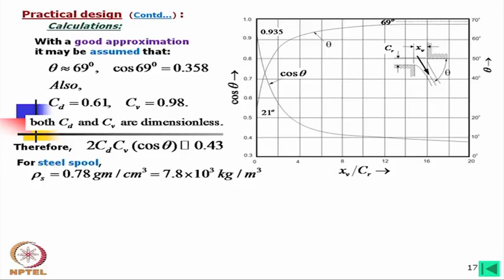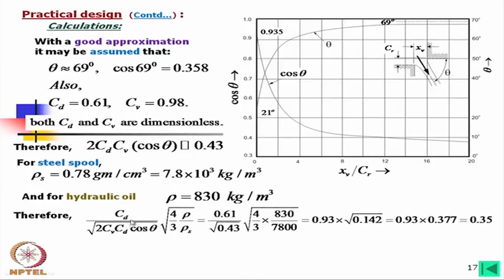Rho of steel is 7.8 grams per centimeter cube, which is 7.8 into 10 to the power 3 kg per meter cube. This value is correct, this is something wrong. So, in SI units we consider this value. And for hydraulic oil, I told you that from 850 to 830 we can consider. In this case we have considered 830 kg, and therefore, if you calculate this part, it becomes 0.35.